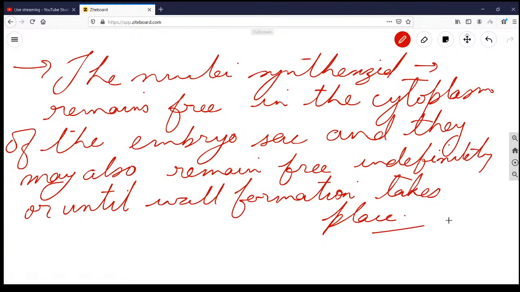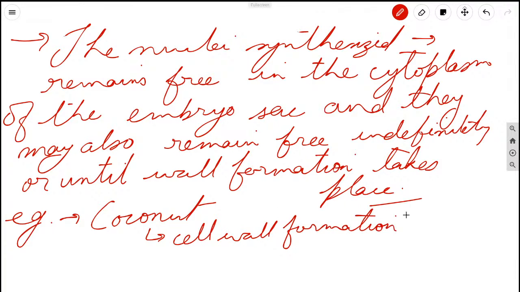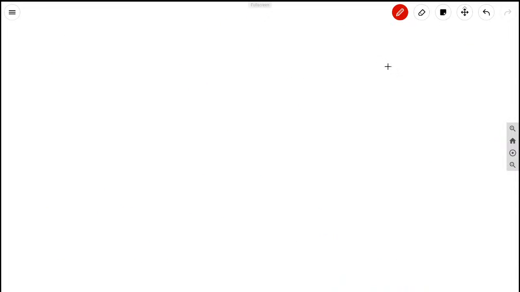If you take the example of coconut, where you have husk as the sclerenchymatous tissue, in case of coconut the cell wall formation of endosperm has never been found to be complete. Very, very important. One more example where exceptions are there and wall formation does take place is the phoenix plant. In phoenix plant, the endosperm becomes very, very hard.